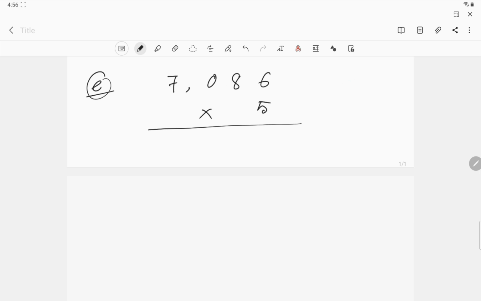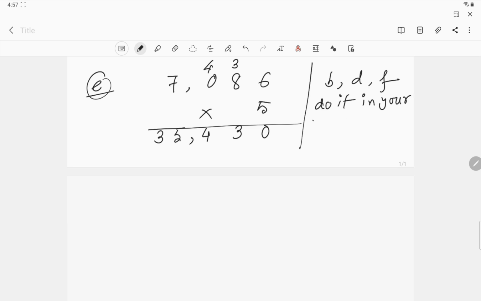Question number E, 7,086 multiplied by 5. So 5 6s are 30, carry 3. 5 8s are 40. 40 plus 3 is 43, and write down 3 and carry 4. And 5 0s are 0, and 0 plus 4 is 4, and 5 7s are 35. So the product is 35,430. So very easy problems. So B, D and F, please do it in your copy by yourself.